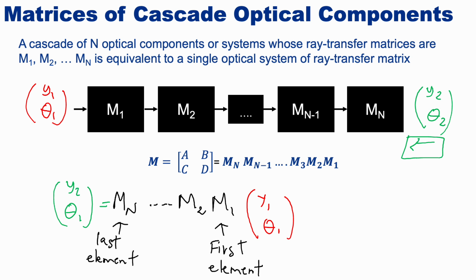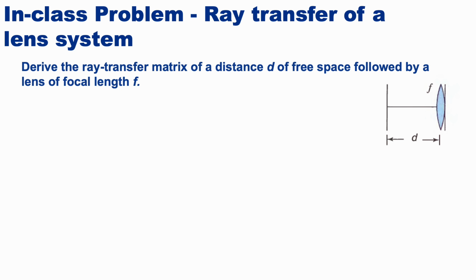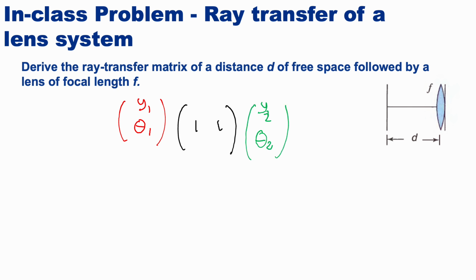Thinking about this, let's do the first problem. Let's assume that we have a system. This is our input, and it goes through a system. The system is plotted there on the right side. They don't tell us anything about the input ray, but we want to estimate the ray transfer. So my system, if we see from the input plane, this is my input plane, and after the lens, this is my output.